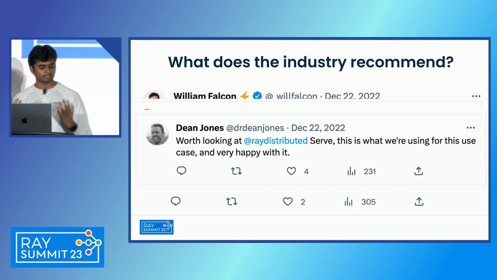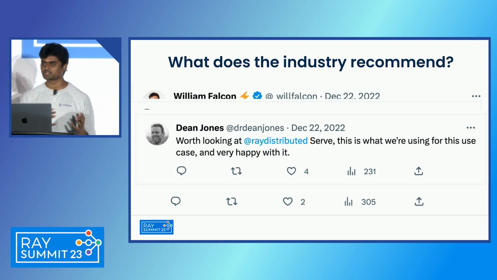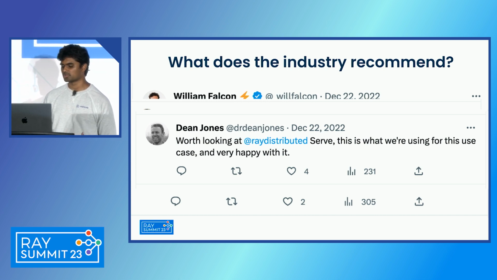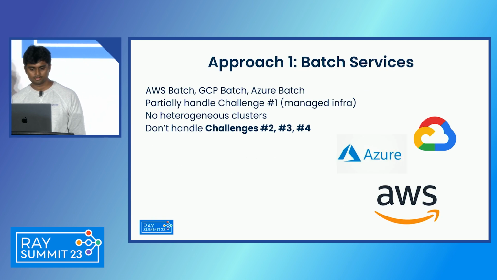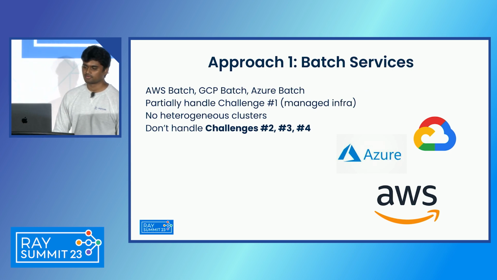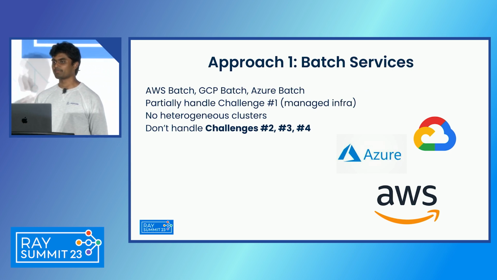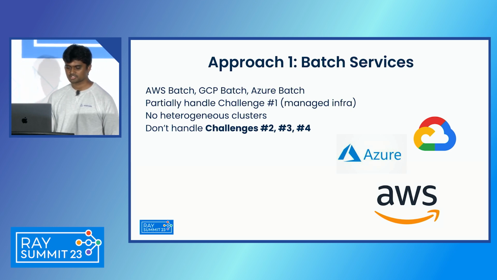So what we want to do is really categorize the different solutions that people are looking into, or have tried out, for offline batch inference. And we've determined three different categories that the solutions fall into. The first category of solutions is what we call batch services. So something like AWS Batch, GCP Batch, or Azure Batch.